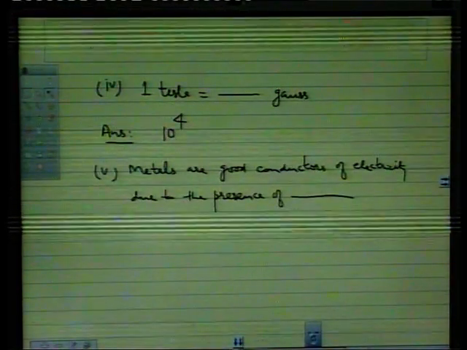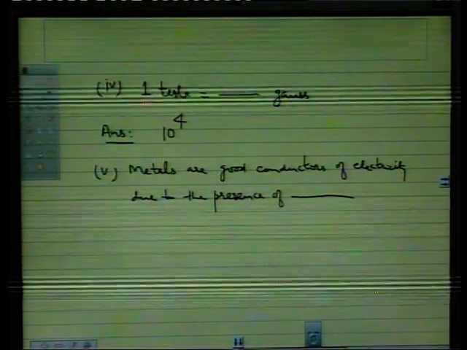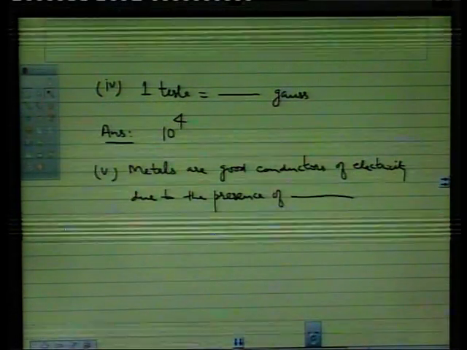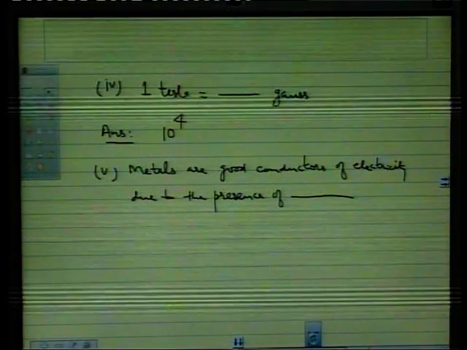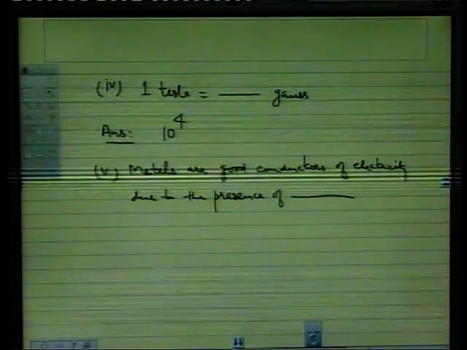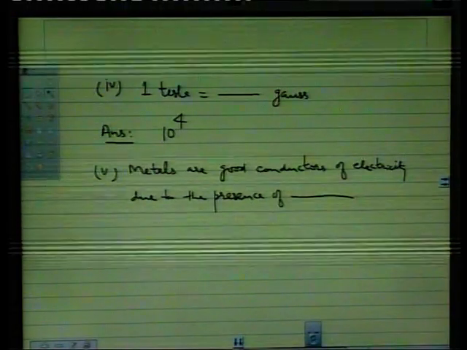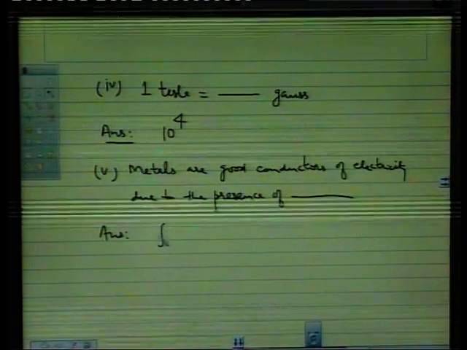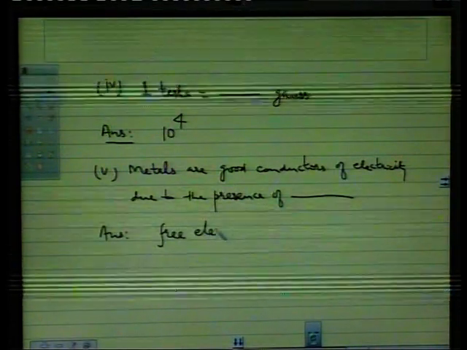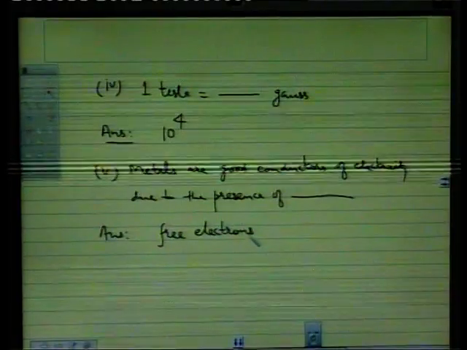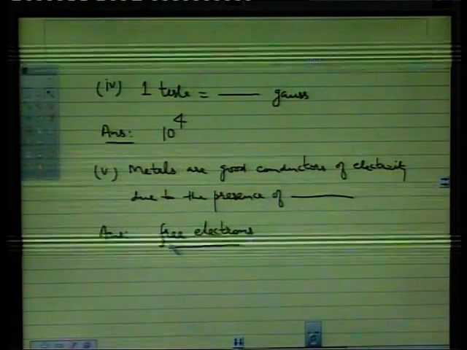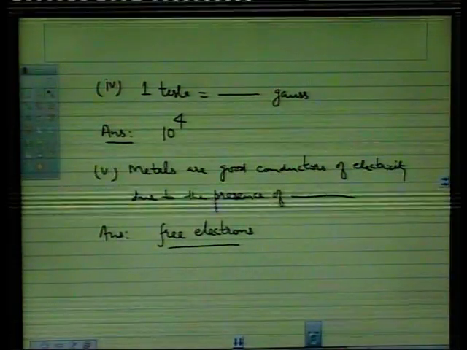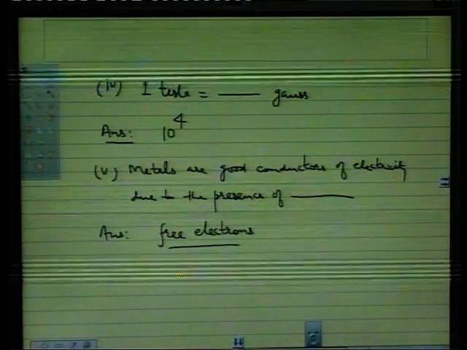Again, in the chapter of DC circuit, you must have studied about good conductors, bad conductors, or insulators, semiconductors. Now, metals are good conductors, that electricity easily passes through them. Why? Because of the presence of free electrons. The answer is free electrons. Free electrons are those which are away from the nucleus, on which the force from the nucleus is very, very small. They are called free electrons.